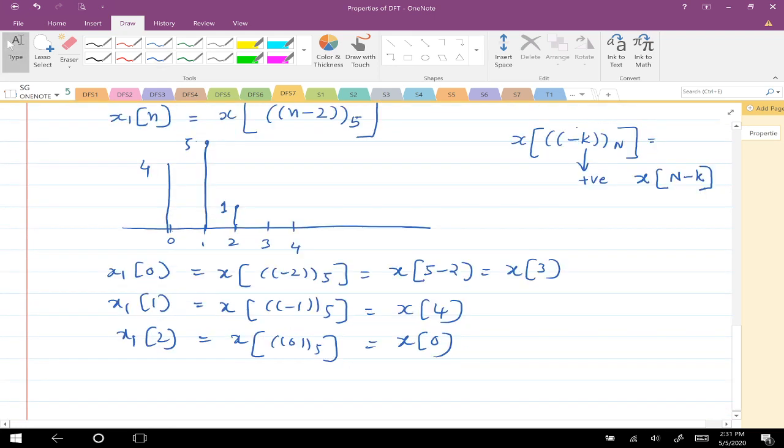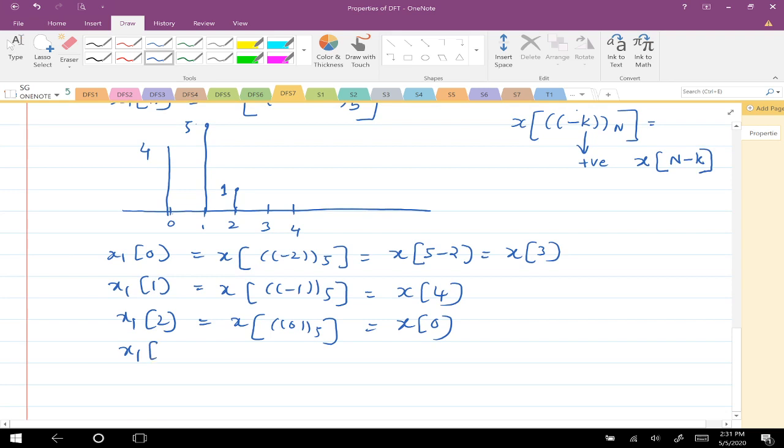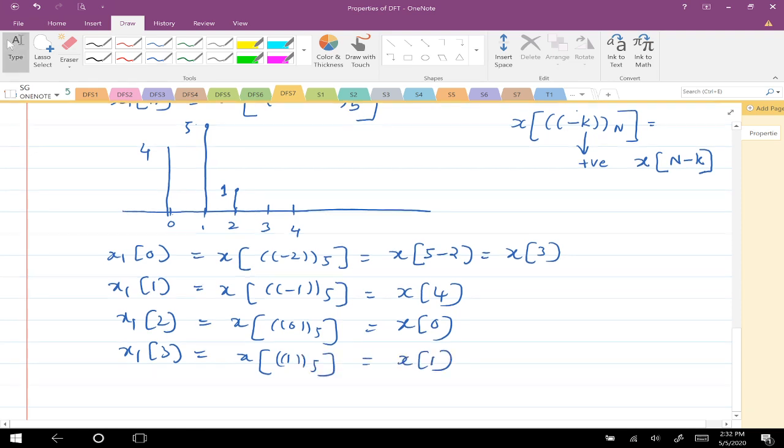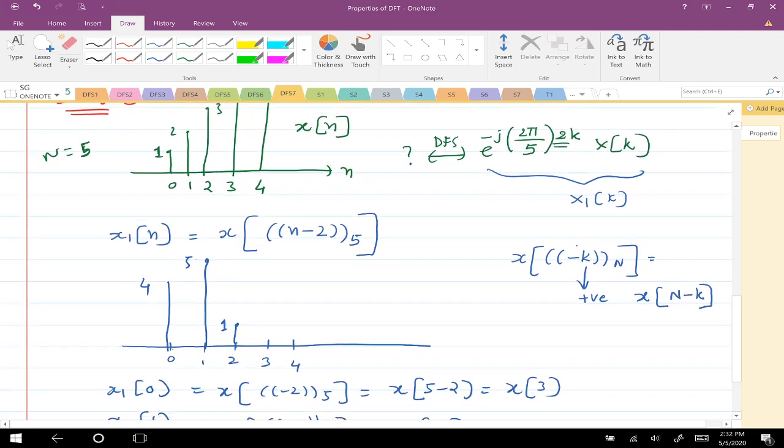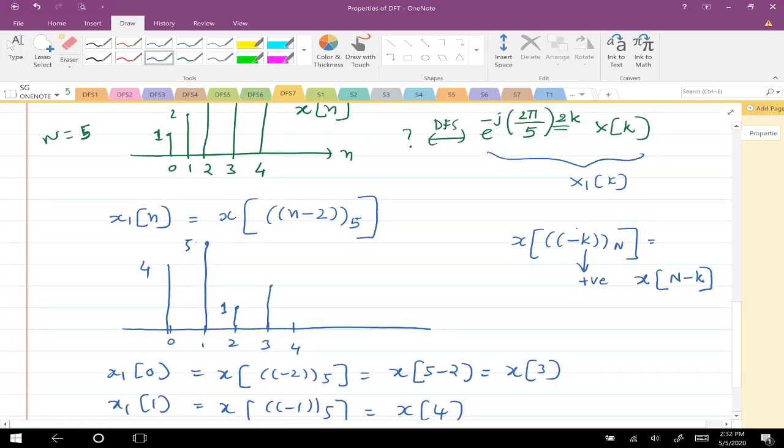And similarly, x1 of 3 is equal to x of 3 minus 2, 1 modulo 5, so that's x of 1, which was equivalent to 2. You do the same thing, and this would be equal to 3.